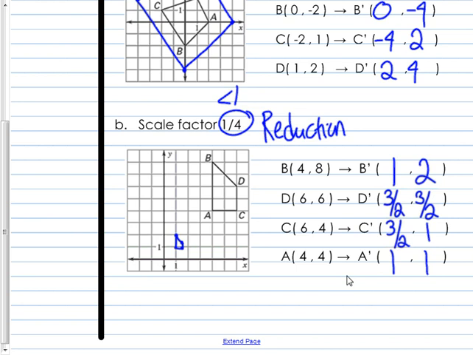Really, basically, what you're going to need to be able to do is find the scale factor or use the scale factor. If you can find the scale factor and or use the scale factor, you'll be all set.